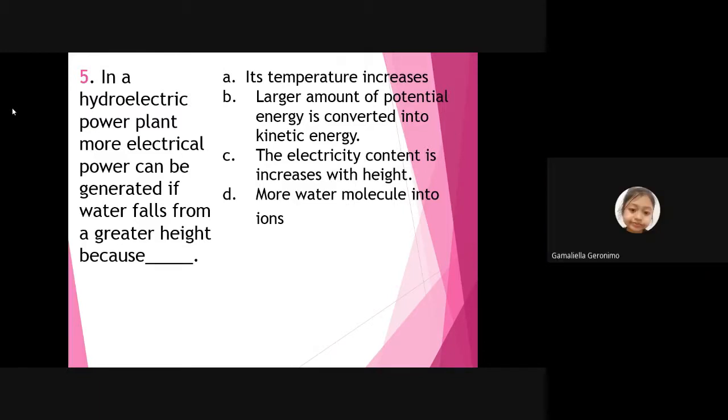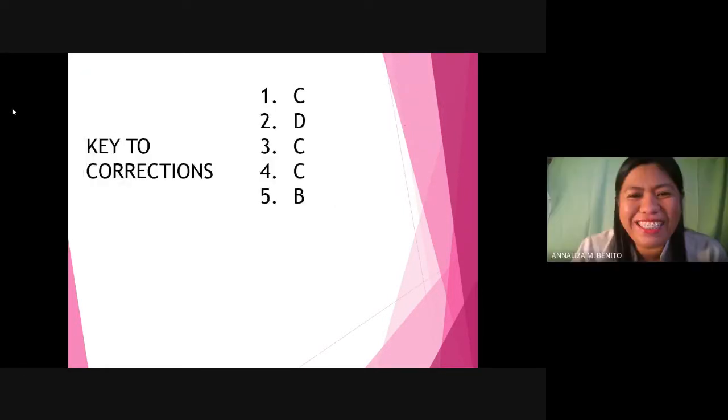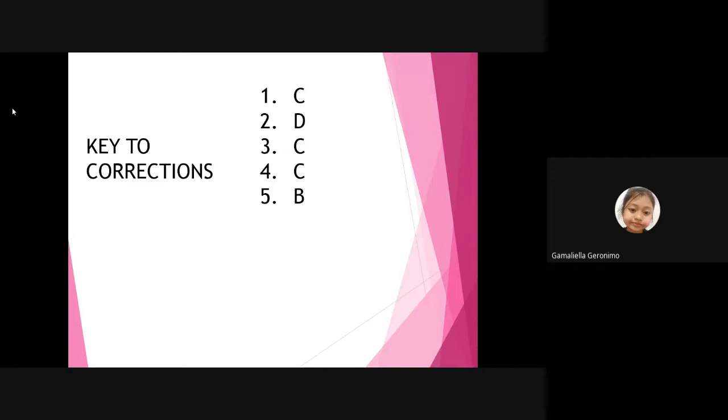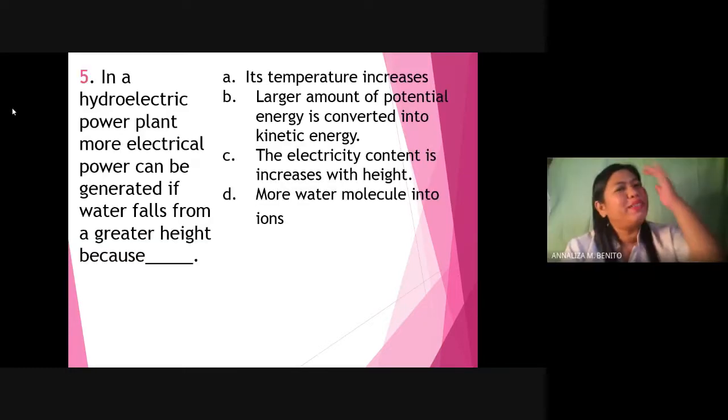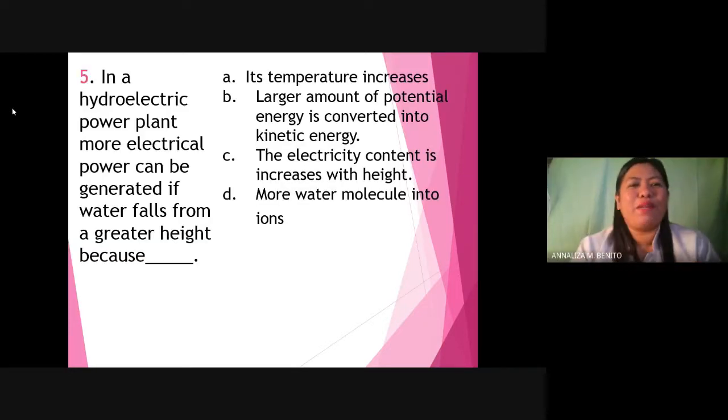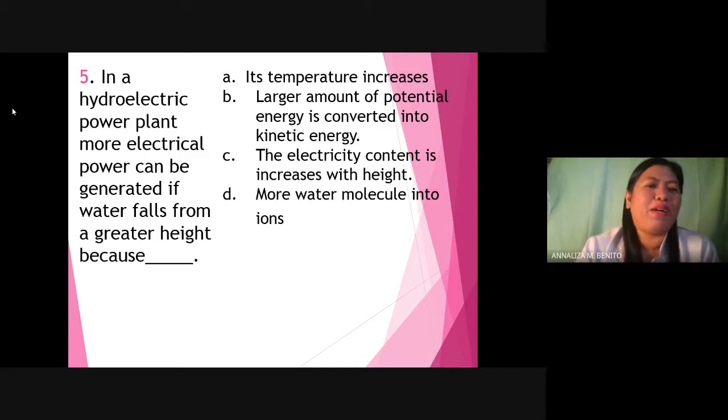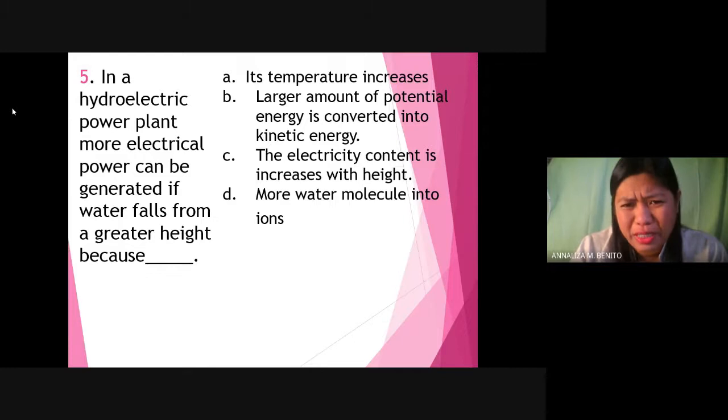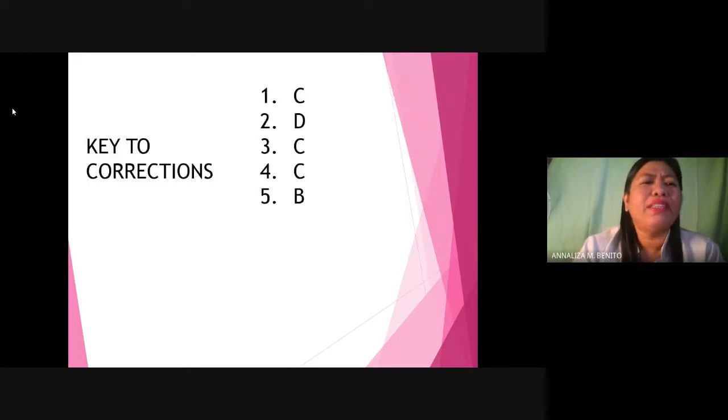B. D. B. Really, class? B. Okay, the correct answer is letter B, as in boy. So, in a hydroelectric power plant, more electrical power can be generated if water falls from a greater height because a larger amount of potential energy is converted into kinetic energy. Alright, you got it right. Okay.